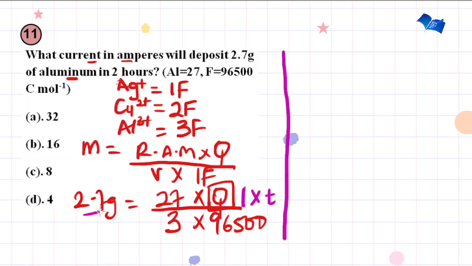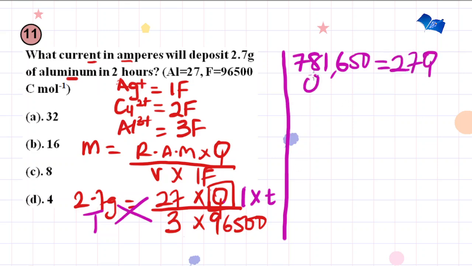We have 2.7 gram times 3 times 96,500. We have it as 781,650, which will be equal to 27 times Q times 1. We have 27 Q. So our Q is simply 781,650 divided by 27. We have it as 28,950. So our quantity of electricity is 28,950.